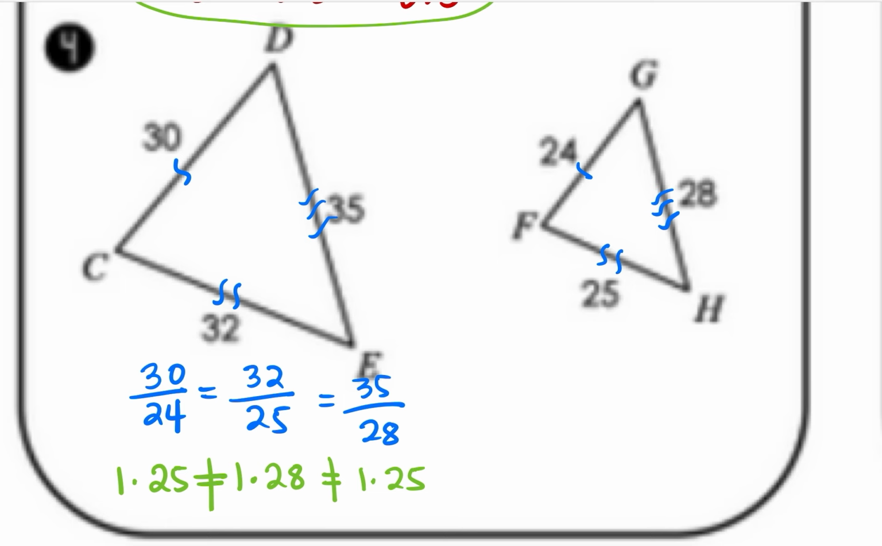So because there are two sides that are proportional, but one makes it non-proportional, it is because of these. So then therefore we say not similar. These two triangles are not similar because the sides are not proportional.